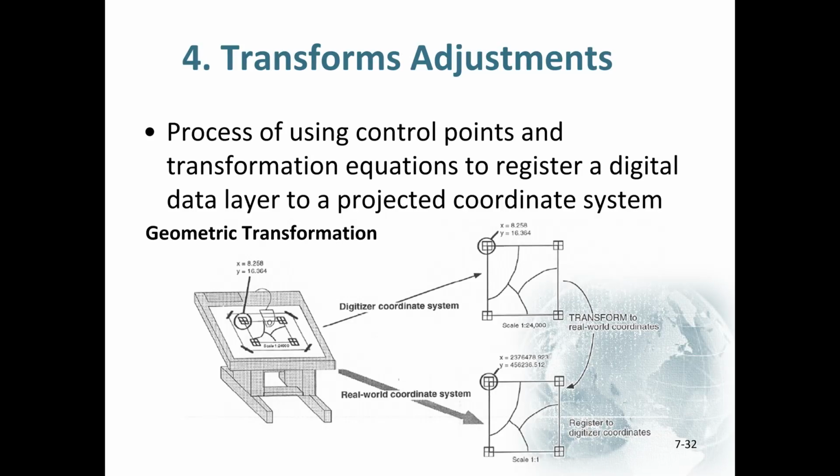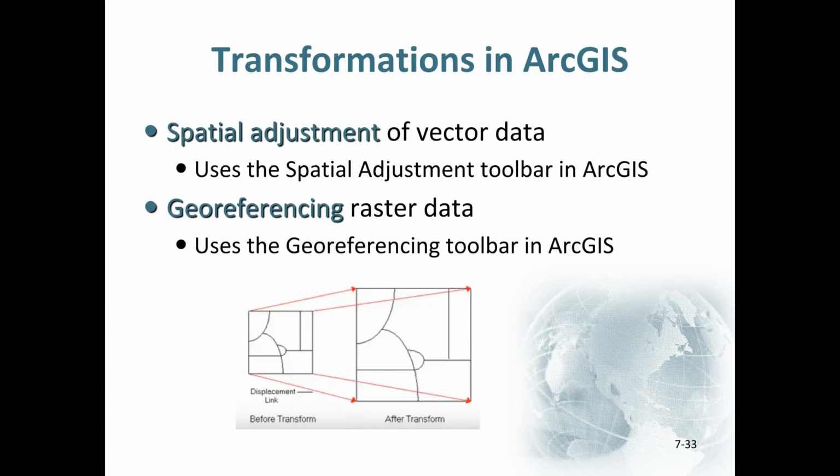Once you digitize, the machine does the work for you, but we have to use formulas to transform it, to register the digitizer records so they match the real world coordinates. For transformation in ArcGIS, for vector data we use the spatial adjustment toolbar, and for raster data we use georeferencing. Before and after the transform, we use a tool called displacement link.